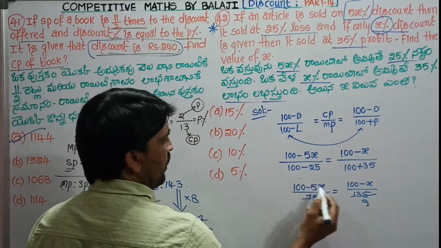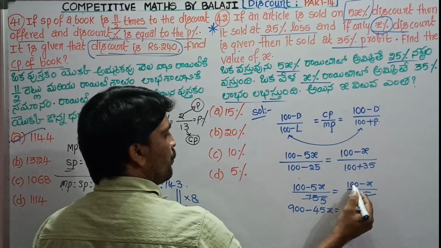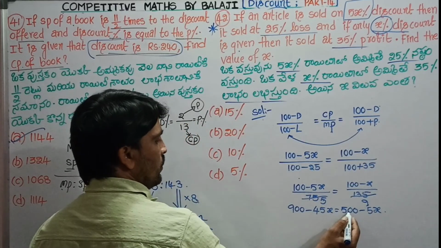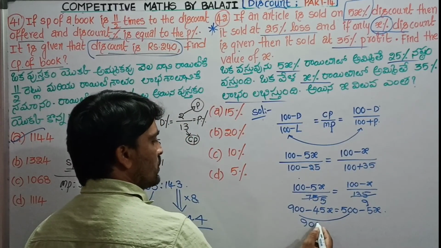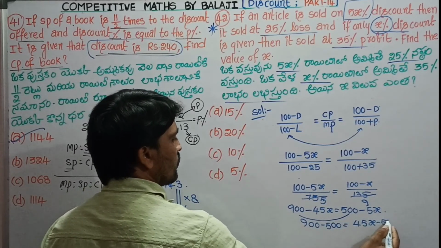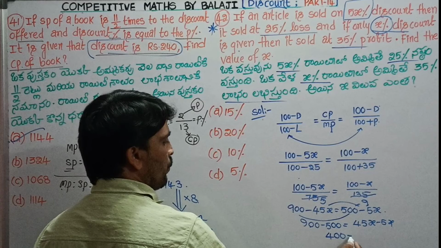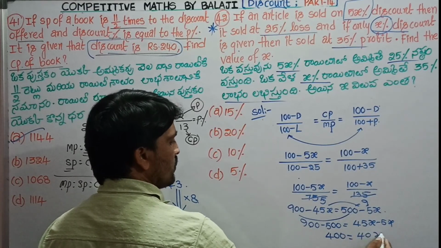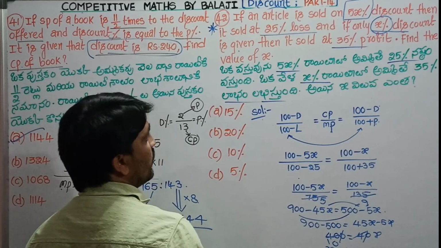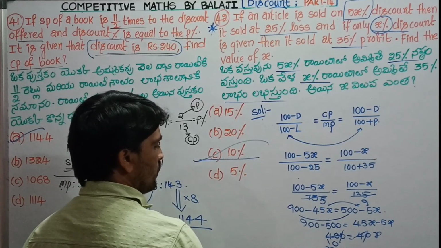By cross multiplication, 9 into 100, 900, minus 9 5s are 45x, equals 5 into 100, 500, minus 5 into x is 5x. So take the numbers to the LHS and variables to the RHS. 900 minus 500, that is 400, equals 45x minus 5x, that is 40x. x equals 10. So the x value is 10%.